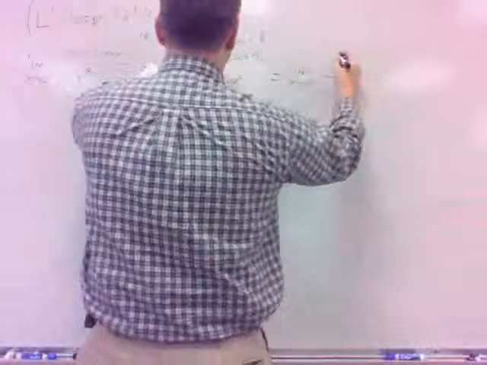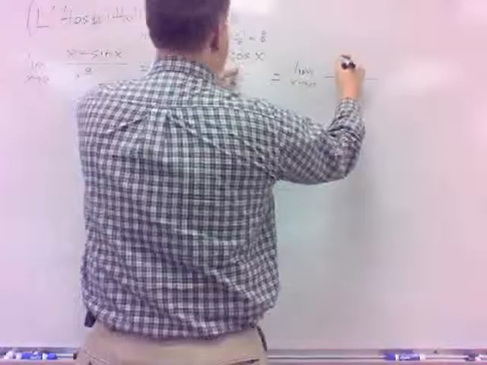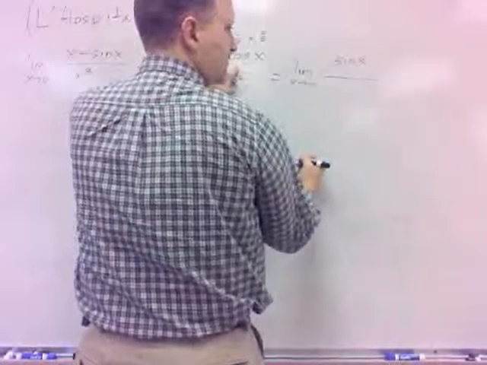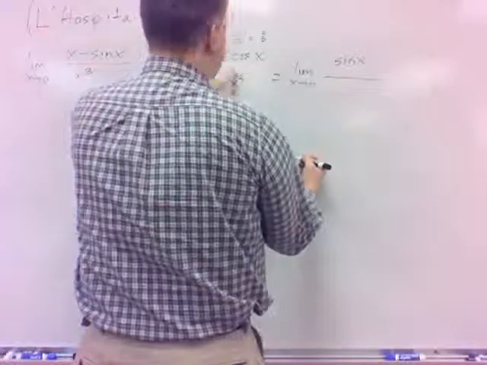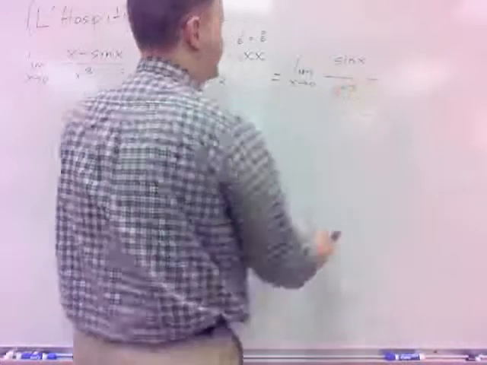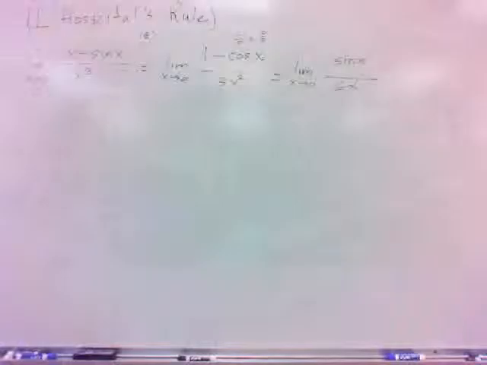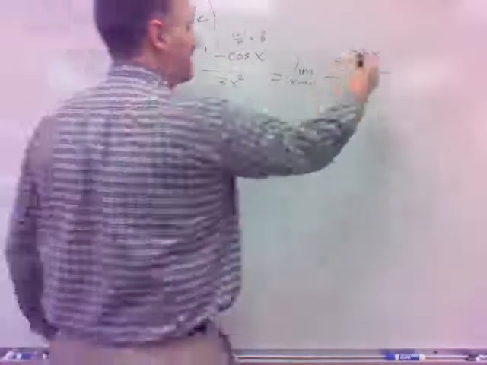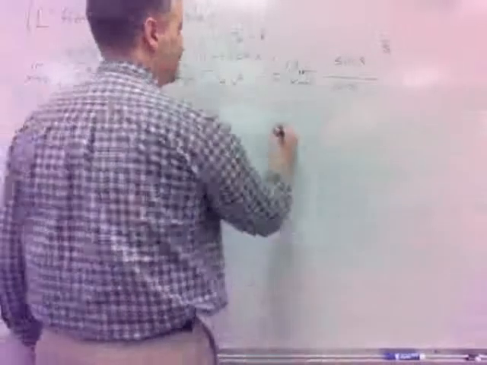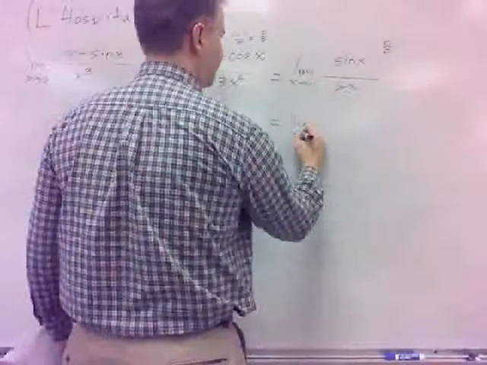The derivative of the top would be 0 minus the negative sine, so that would be positive sine, wouldn't it? Derivative of the top would be positive sine x. Derivative of the bottom would be 6x. Guess what? 0 over 0 again, isn't it? Sine of 0 is 0, and 6x goes to 0. So we're going to L'Hopital a third time.